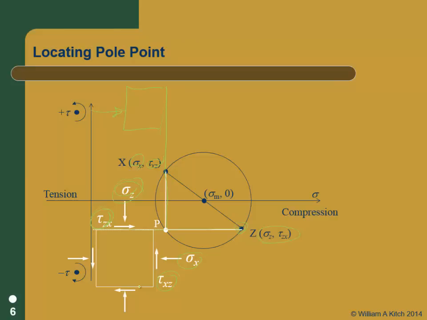It's just a little trick, but it's a really handy one to make sure you got the directions correct, because it's really easy to get them 90 degrees off, right? And if you do that, you look at it and it's not right, then you know you got the wrong pole point. You know, it's the one on the other side of the circle.